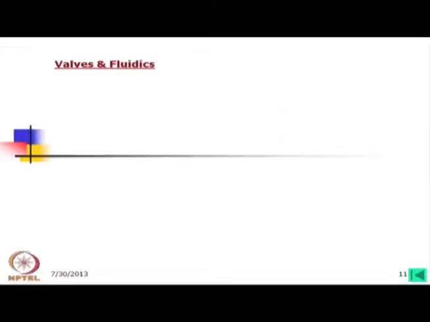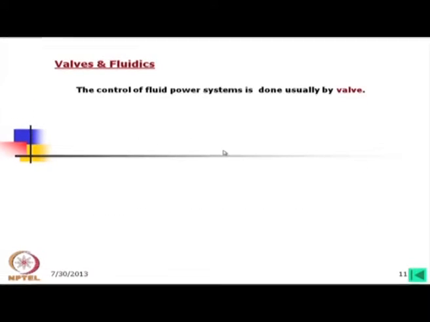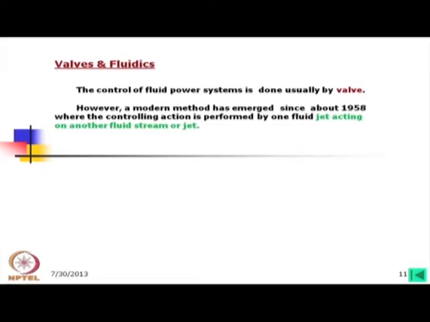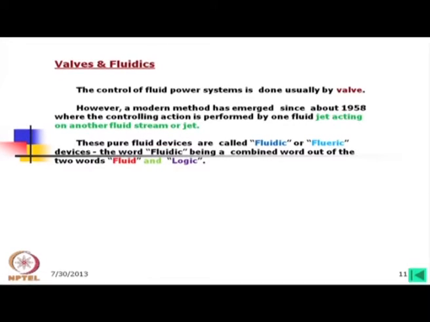Now, valves and fluidics. The control of a fluid power system is usually done by the valve, which we have mentioned earlier. However, a modern method has emerged since about 1958, where the controlling action is performed by one fluid jet acting on another fluid stream or jet. The pure fluid devices are called fluidic devices, the word fluidic being a combined word out of the two words fluid and logic. This means that fluidic devices also can be used as a valve.